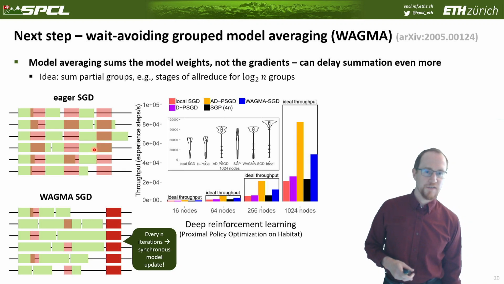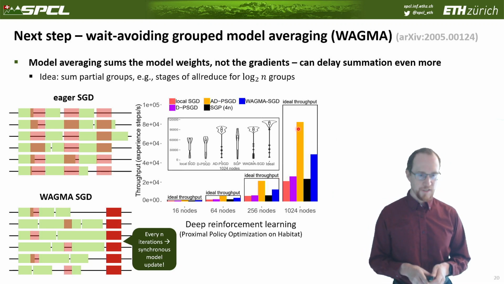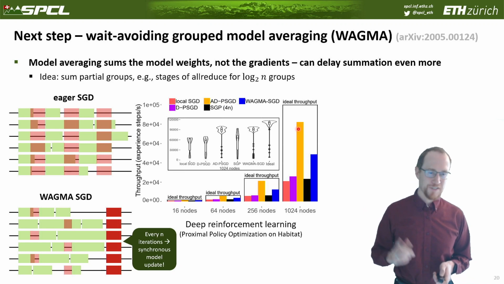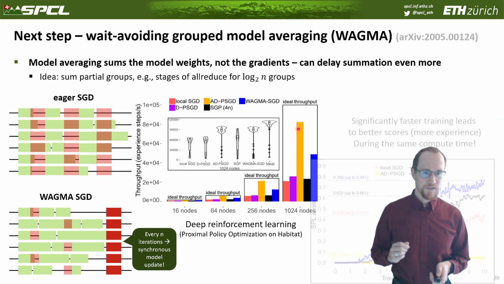And so we can see here that WOGMA SGD on 1024 nodes is the second fastest and significantly faster than 3 of those. And only the fully asynchronous SGD, which unfortunately doesn't really learn much, as we will see in the next plot, is faster.